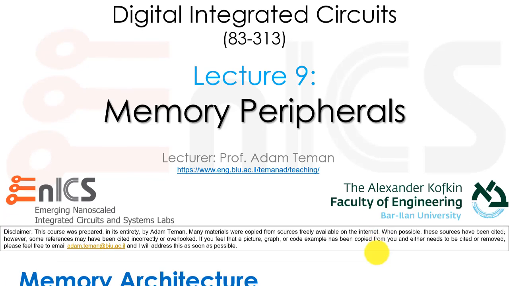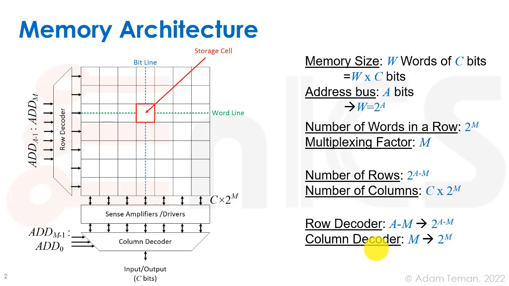Let's go back to our slides and remember our memory architecture. A memory size, at least the way I've defined it to make the letters make sense, has W words, and each of these words is C bits. So in total we have W times C bits in the memory. The address bus, which would be A bits, means that 2 to the power of A equals W.